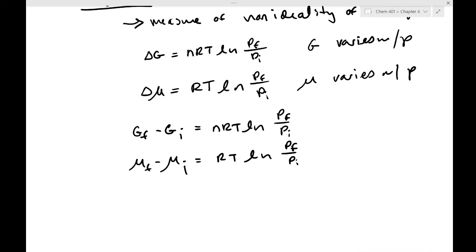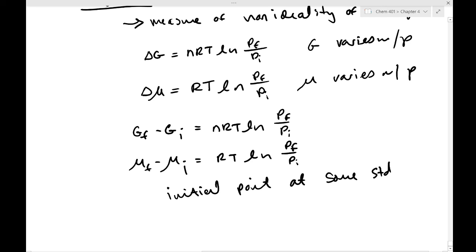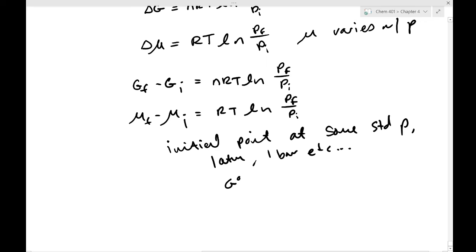Okay, so next what we're going to do is assume that the initial starting point for both G and mu is at some initial point, at some standard pressure. For example, 1 atmosphere, 1 bar, etc. Some standard pressure, doesn't matter what. And we're going to call these standard values G standard and mu standard.